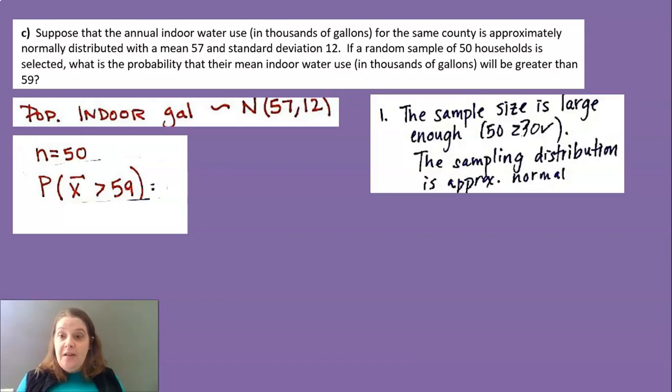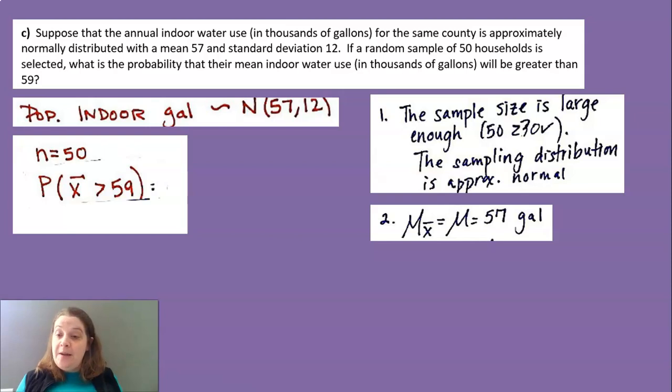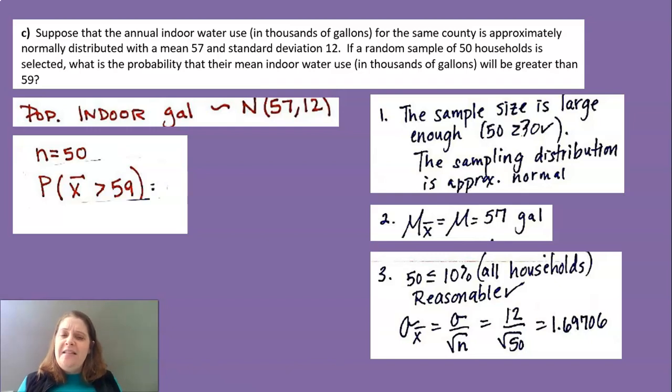First off, the sample size is large enough, 50 is greater than or equal to 30, so I know that the sampling distribution is approximately normal. I could also say that the population was approximately normal, which means my sampling distribution is approximately normal. Either of those would be good enough for shape. I know that the mean of x bar needs to be equal to the mean of the population, which in this case was given as 57. I know that 50 needs to be less than 10% of all the households, and that's reasonable, since that's like 500 or more households in a community. So I can use my standard deviation formula, sigma over the square root of n. That's 12 over the square root of 50, which gives me a standard deviation of 1.697.